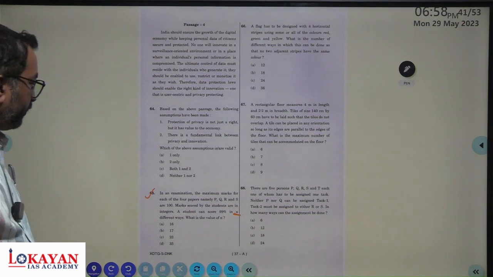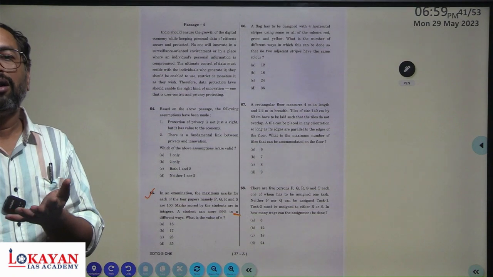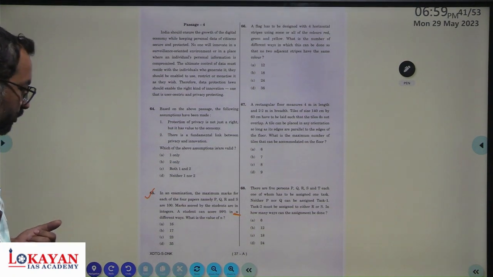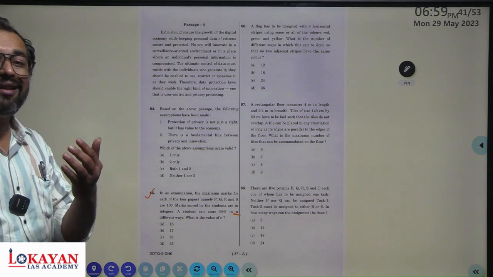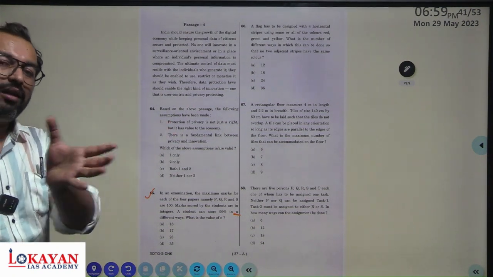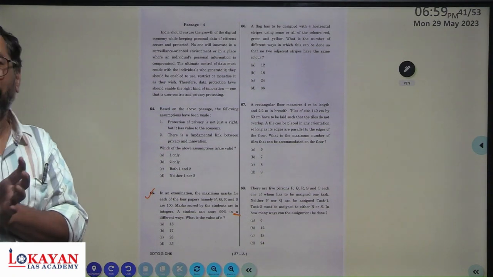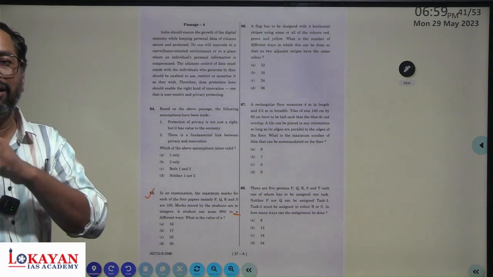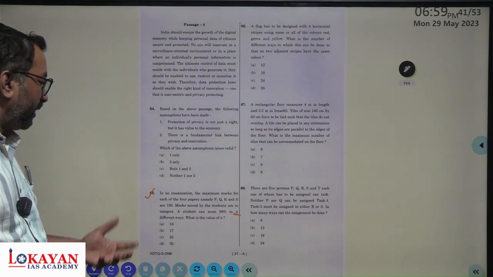Understand the question. There are 4 question papers of 100 marks each, so how much is the exam? 400 marks. There is a student who has to score 99%. So how many ways are there? How many marks in each of the 4 papers does he have to acquire so that cumulatively he will get 99%? So n is the number of ways.